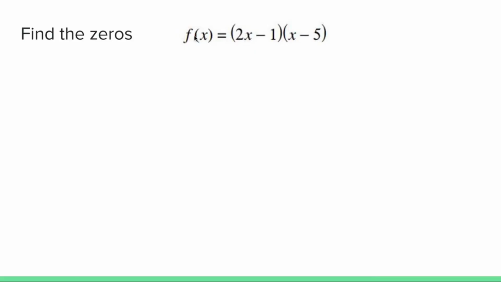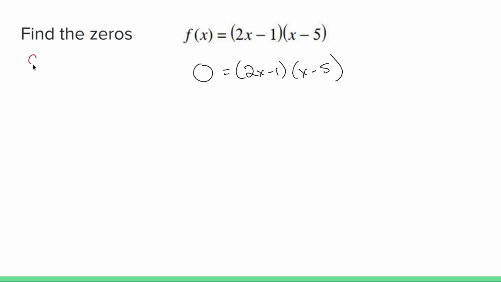Find the zeros of f(x) = (2x - 1)(x - 5). All right, well, finding the zeros is another way of saying let f(x) = 0, and we have zero product property going on here, like so. The only thing I did is I let f(x) = 0.